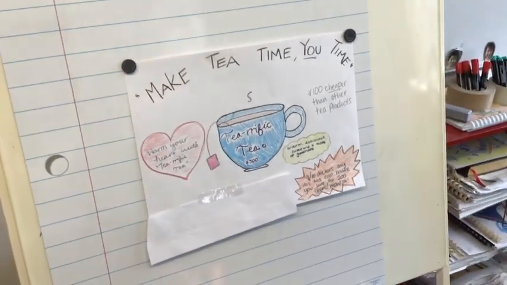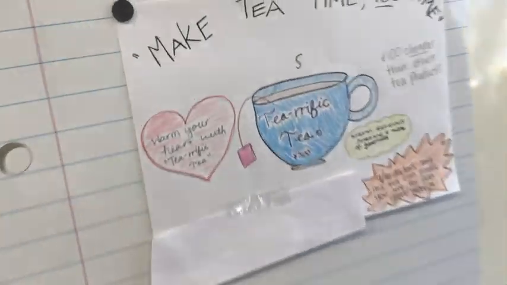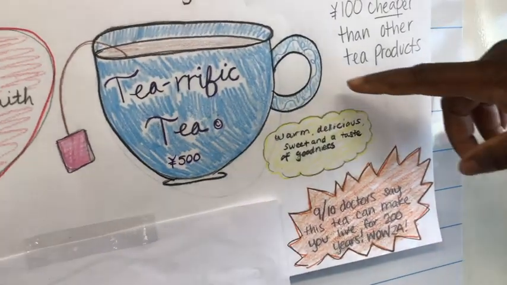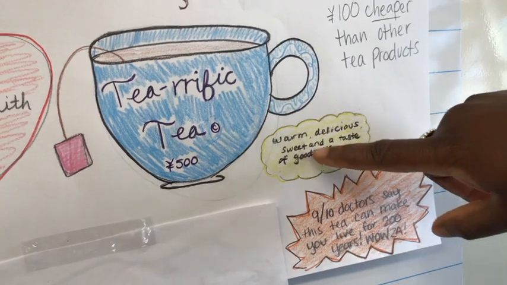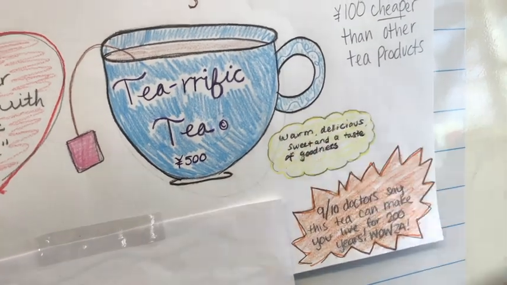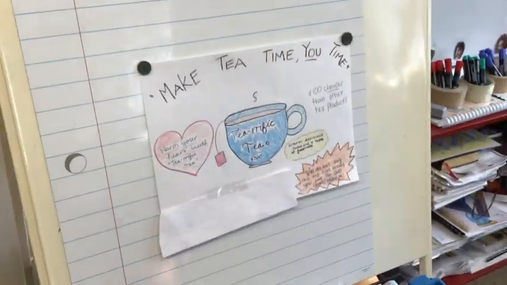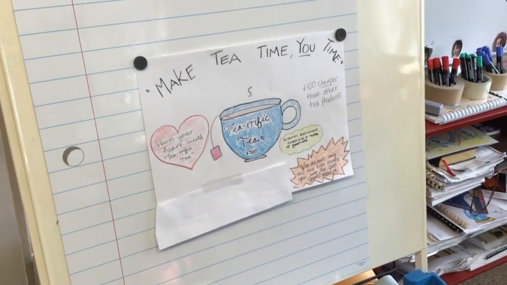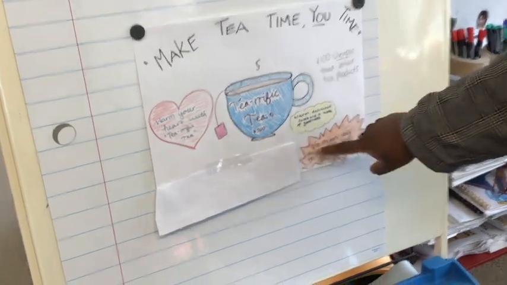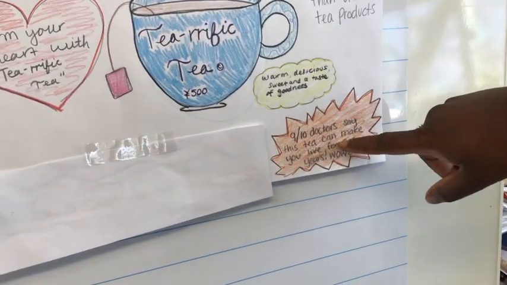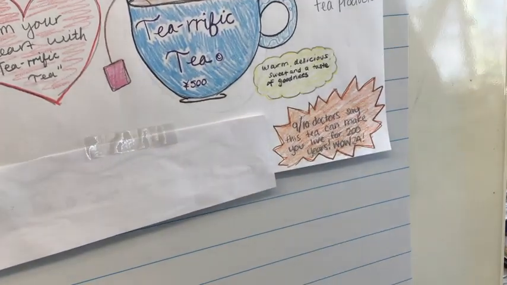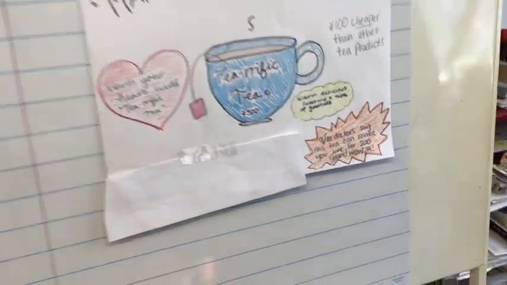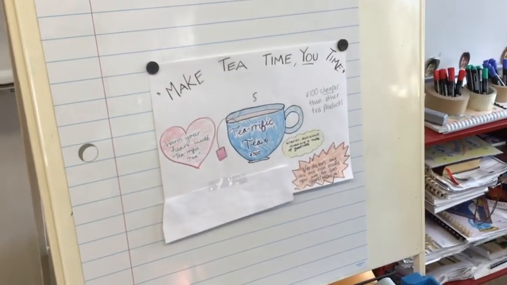And we also need to describe what our product is. I have mine as being warm, delicious, sweet, and a taste of goodness. Wow, I love the taste of goodness. You also need some silly thing to add to it, right? So I have 9 out of 10 doctors say this tea can make you live for 200 years. Wowza! Whoa, I want to be that old.